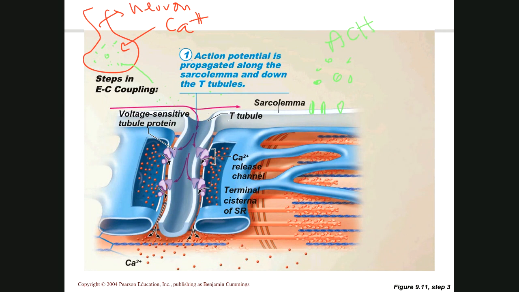These were the events at the neuromuscular junction. The neurotransmitter binds to a receptor in the muscle cell.